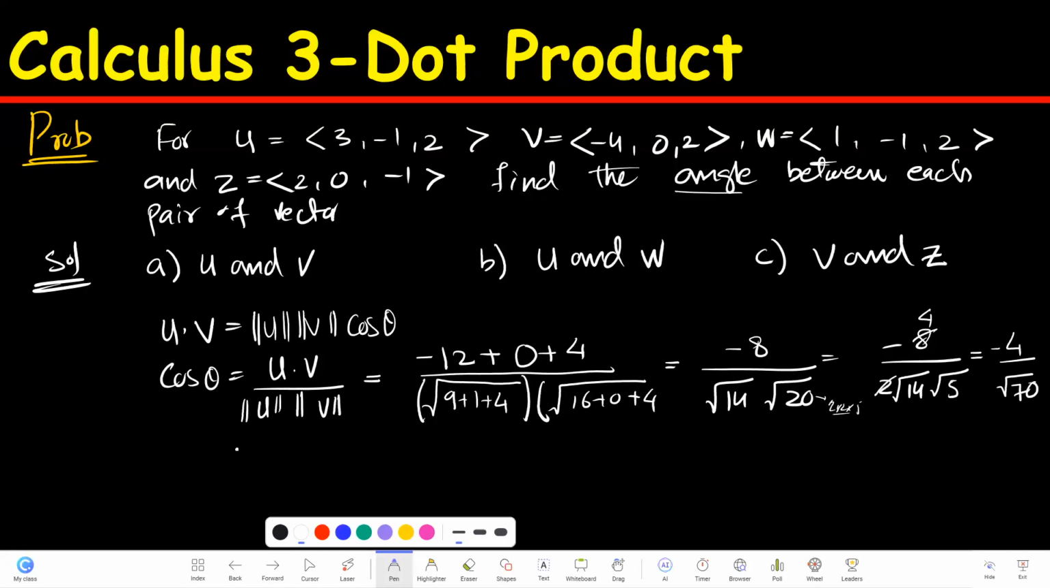So what we're going to say here is cos theta equals minus 4 over the square root of 70. I want the theta here, so I'm going to leave theta here. Let's say cos inverse of minus 4 over root 70. Can you guys calculate first? You calculate and give me the answer. Oh, here's a minus.